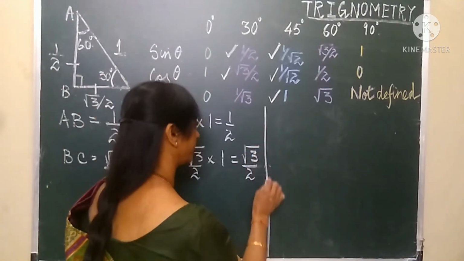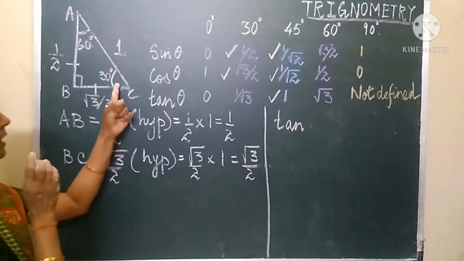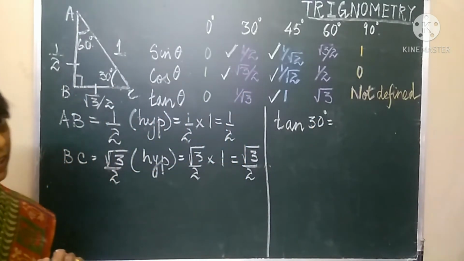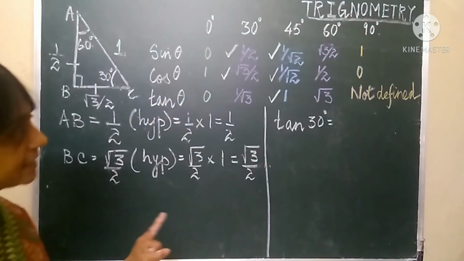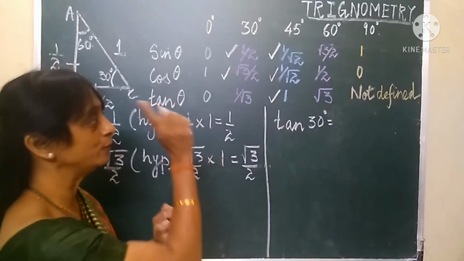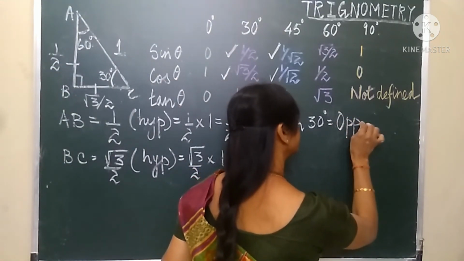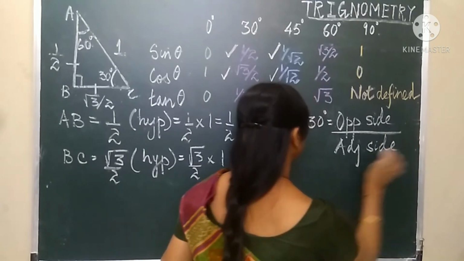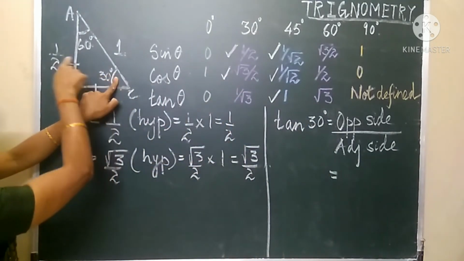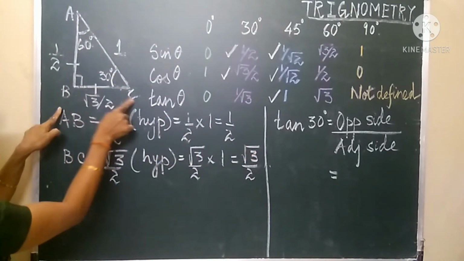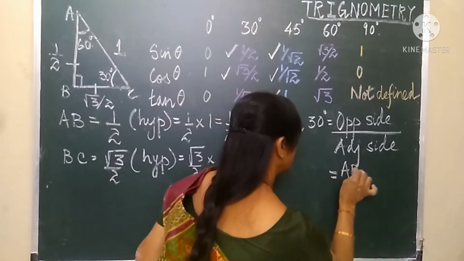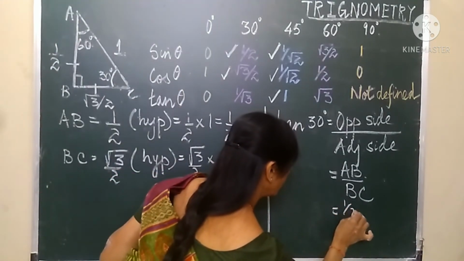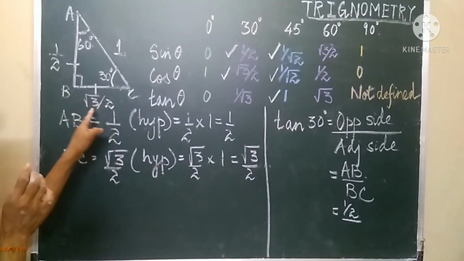Tan of which angle are we finding out? The same acute angle, 30 degrees. What do we get? The general formula for tan of any angle is sine theta upon cos theta, that is, opposite side upon adjacent side. Tan of 30 degrees: opposite side is AB upon adjacent side BC. AB upon BC. How much is AB? 1 upon 2, upon BC, root 3 upon 2.